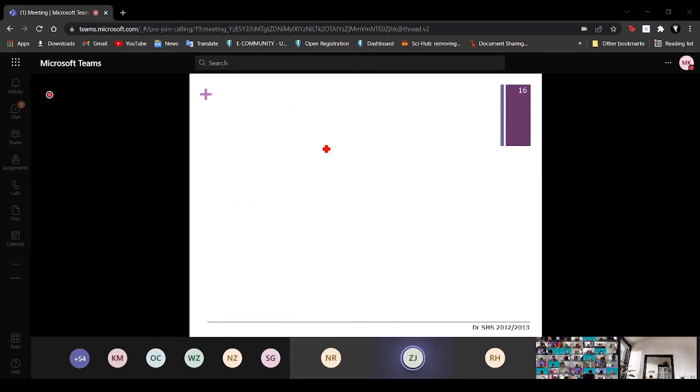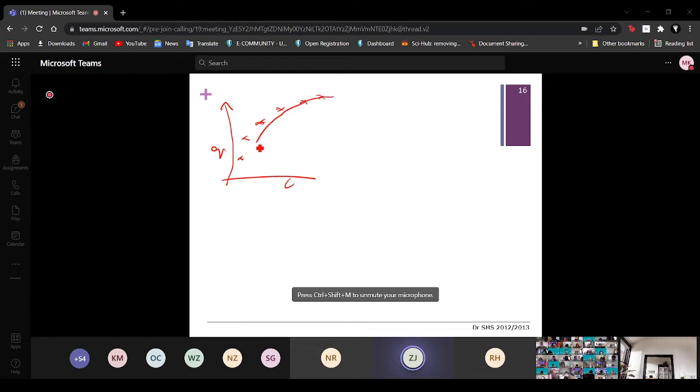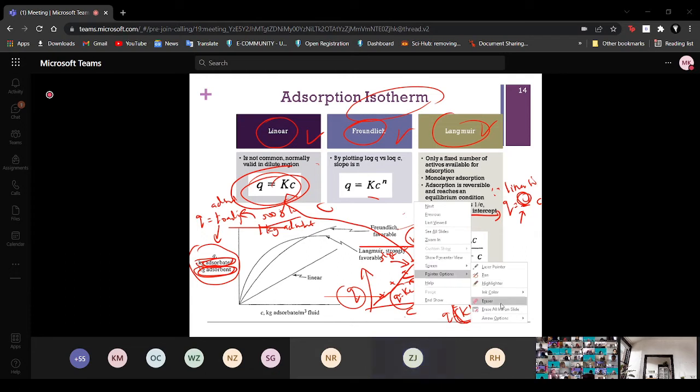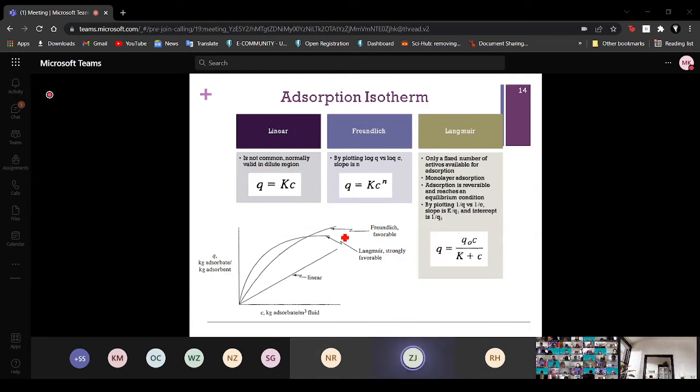So what happens if you plot Q and C, you have the data Q and C, and then you get a nonlinear line? If you get a graph like this, you see that this is nonlinear. When it is nonlinear, you cannot confirm whether this is Langmuir or Freundlich, right? Because if you look at this graph, here you have Freundlich, here Langmuir. Both are nonlinear, they have a curve. So you cannot differentiate the curve, whether the slope is very steep or not.